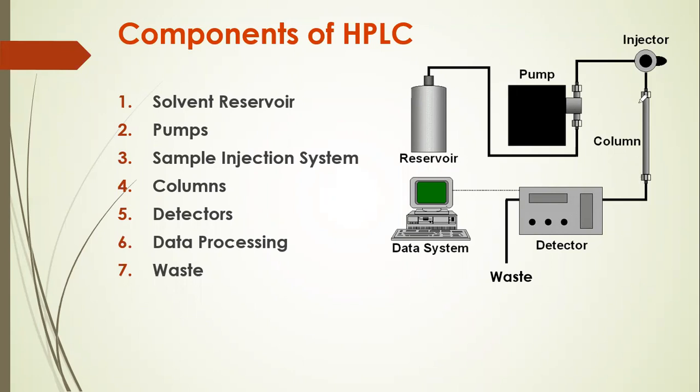And after the mixture passes through the column, it is detected by the detector. After that, the detector sends signals to the computer system, and this computer program plots a chromatogram in which we can see the different peaks, and waste is collected after the mobile phase passes through the detector.